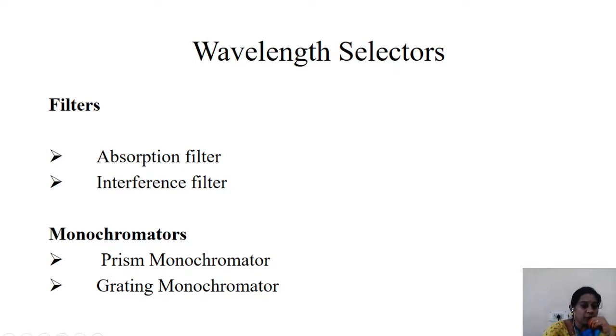And these monochromators are of two types. They are mainly of two types: prism monochromator and grating monochromator. And in this video lecture, we are going to discuss these monochromators.